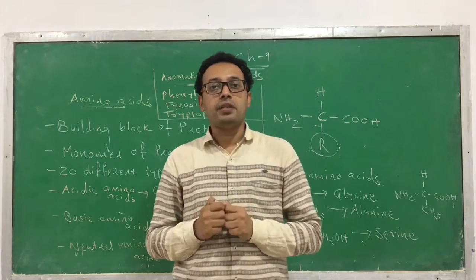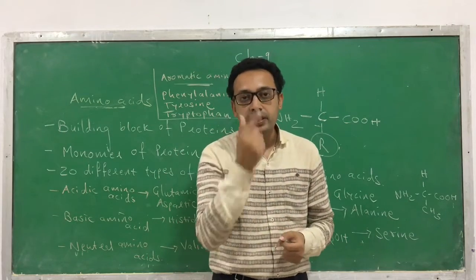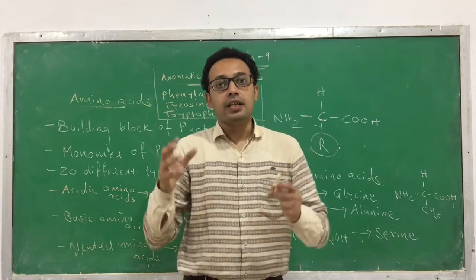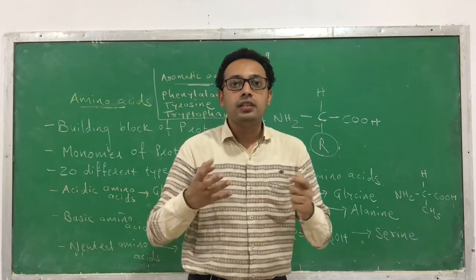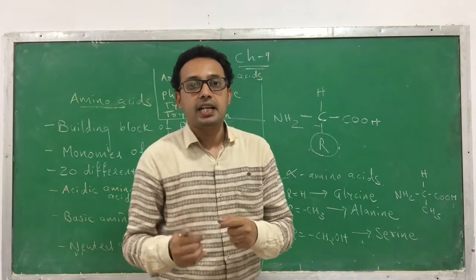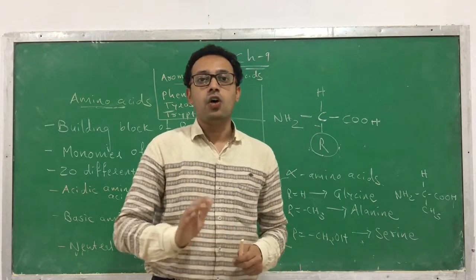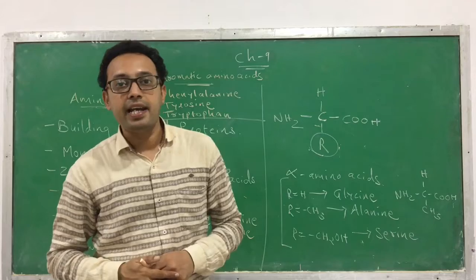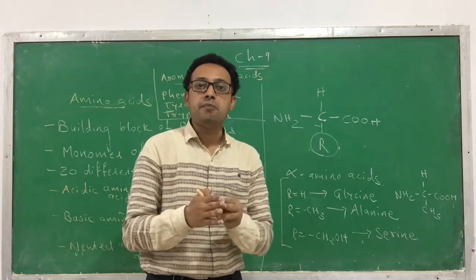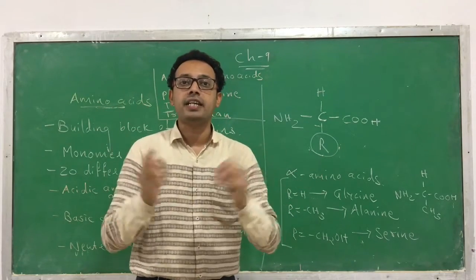Now apart from that, I also want to highlight a few things: at different pH, this amino acid can exist either in a positive ion form, meaning cationic form, or in a negative ion form, that's anionic form, or at a certain pH it can exist in both positive and negative forms.